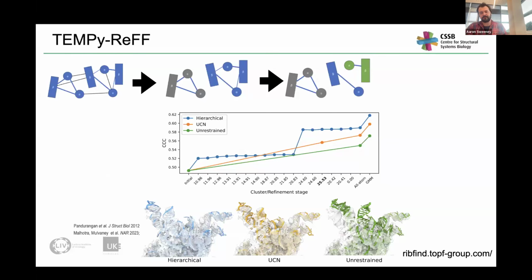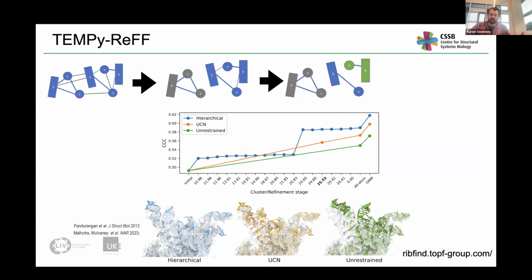We describe RIBFIND in our paper in Nucleic Acids Research. RIBFIND 2 is really aimed at breaking nucleic acids down into rigid bodies. So the idea is that you identify secondary structure elements. In this little panel up at the top, I've got a protein described as a graph where you've got alpha helices and beta sheets, and these edges connecting them, and you remove the weak edges to create smaller and smaller subsets of rigid bodies.